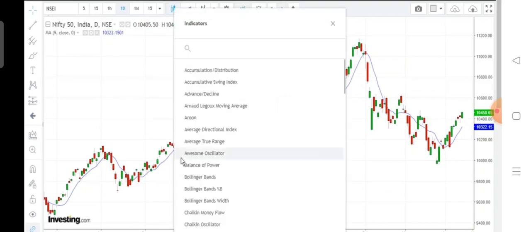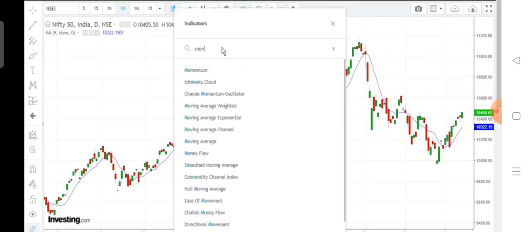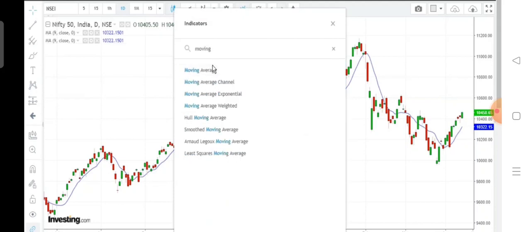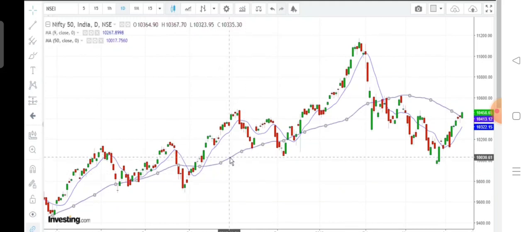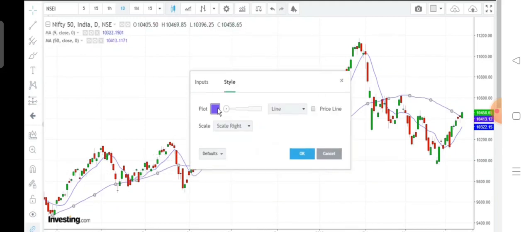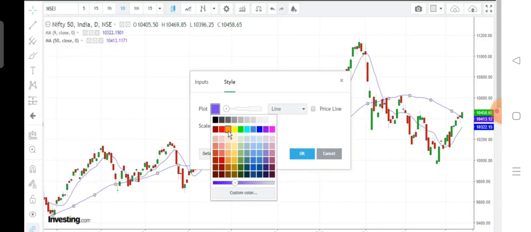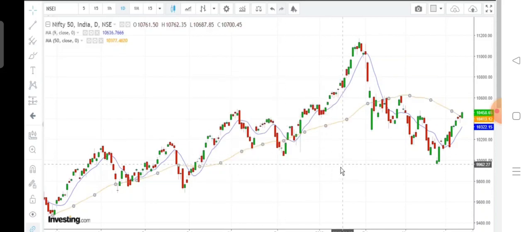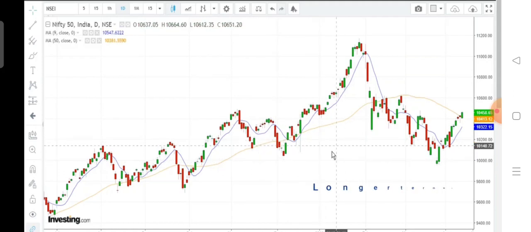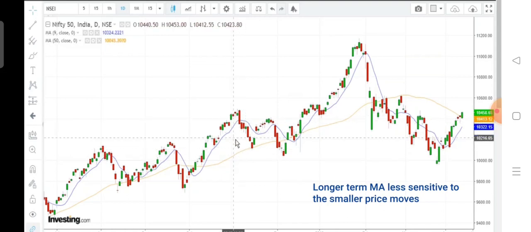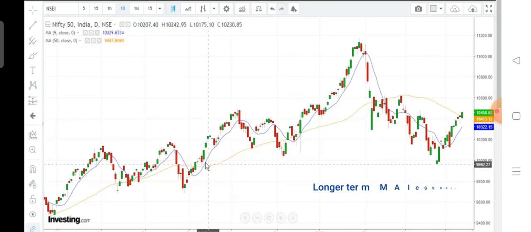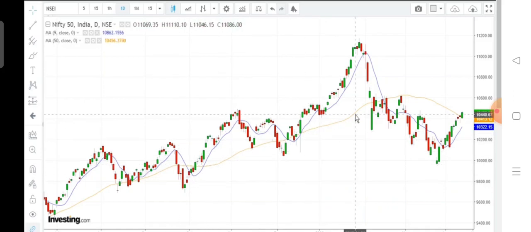Now here let us put another moving average. Let me make it a 50-day moving average. 50 days is almost 2 months time period and it is a medium term. Let me change the color of the moving average also. Now as you can see, the longer term moving average is much less sensitive to the smaller price moves. They normally have a steady up move.